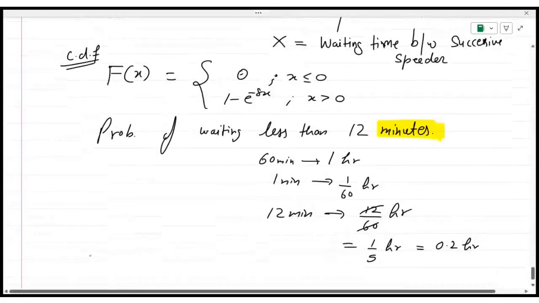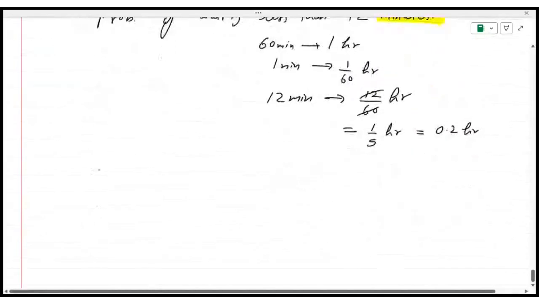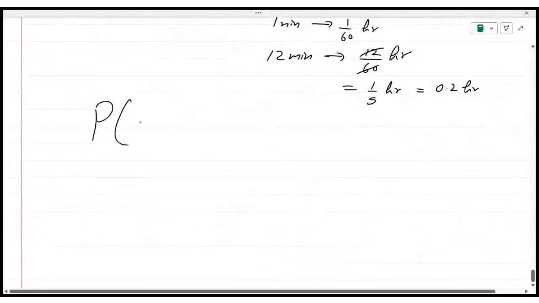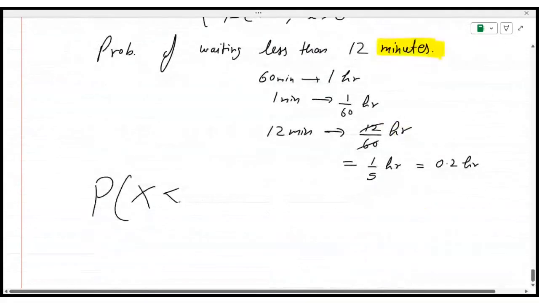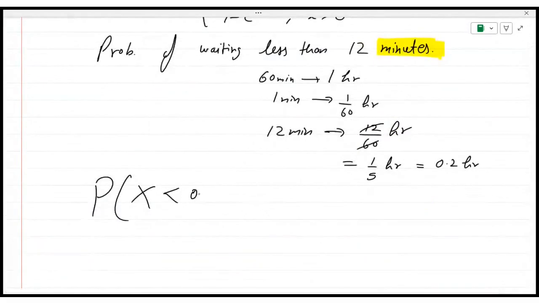Now what are we asked? We are asked to find the probability that the waiting time X, the waiting time between successive speeders, is less than 0.2. You don't need to write hour here. X is measured in hours. Do not write 12 here because 12 is in minutes. Is this clear?